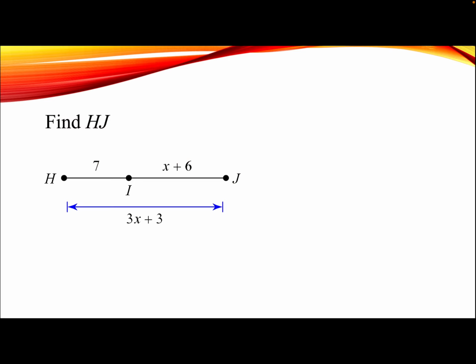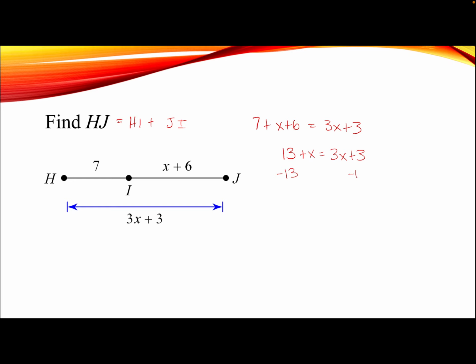So then we have example 4. We're going to find the length of HJ again. So we know that HI plus IJ is going to equal HJ. So HJ is equal to HI plus JI. And so that means we get the equation 7 plus x plus 6 equals 3x plus 3. We combine like terms. We get 13 plus x equals 3x plus 3.